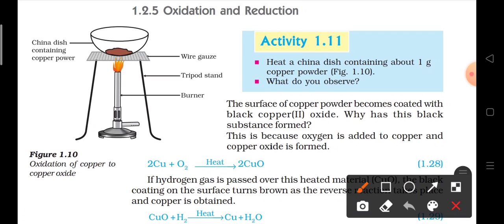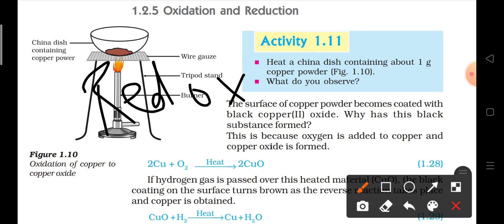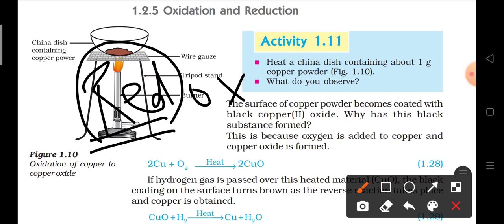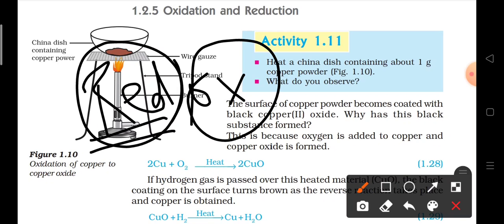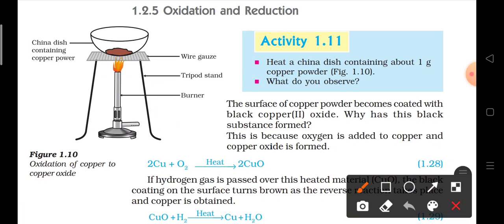So, on the basis of this, we will classify the oxidation and reduction part in a chemical reaction. Any chemical reaction in which both oxidation and reduction take place is a redox reaction. Why am I saying the word redox? Redox means reduction and oxidation. Okay, so let's start with oxidation and reduction.